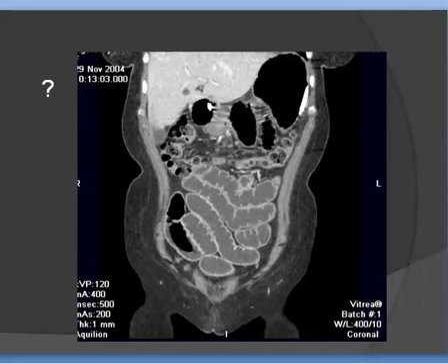What is this? This is an example of how CT can do reconstruction and show a small intestine filled with fluid, like enterocolitis. Thank you.